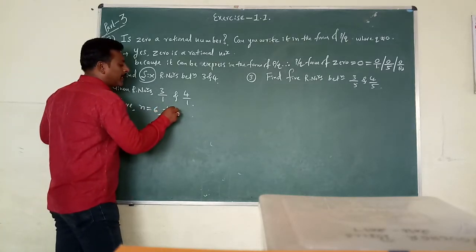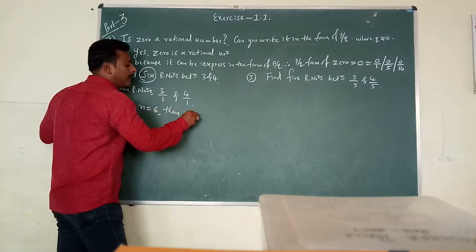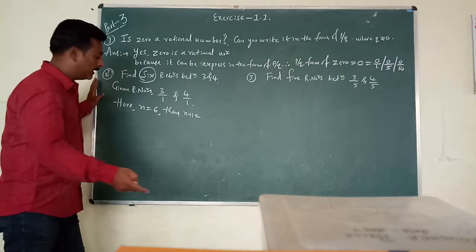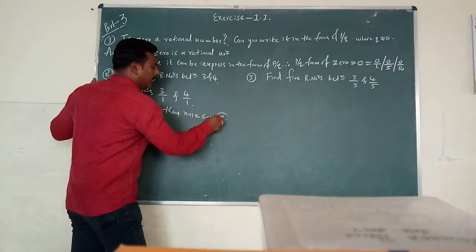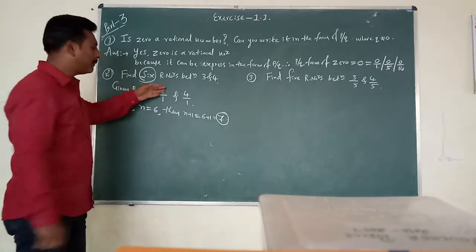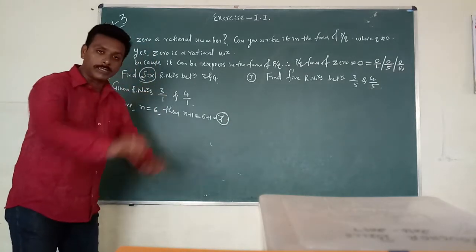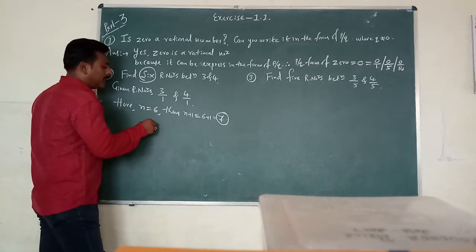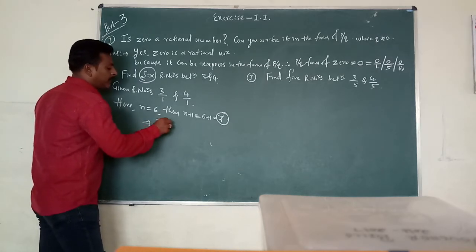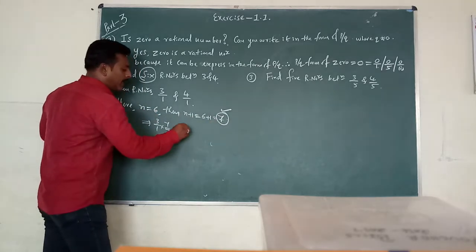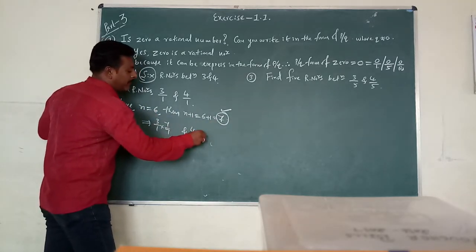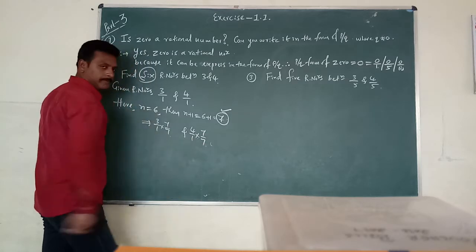Then हमको क्या फाइंड आउट करना है? n plus 1. एक ज्यादा करना है. So 6 plus 1 is equal to कितना? 7. Take this 7 and multiply both numerator and denominator of both rational numbers. Then what you will get? 3 by 1 into 7 by 7. इस 7 से and इसको भी 4 by 1 into 7 by 7.